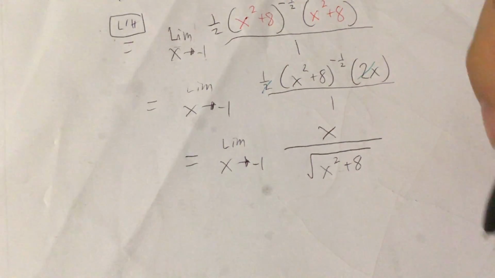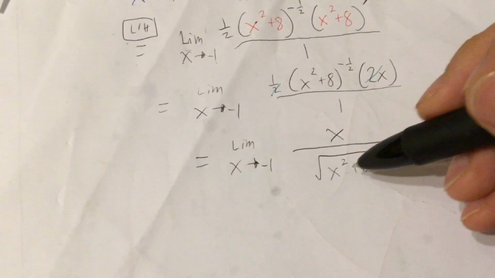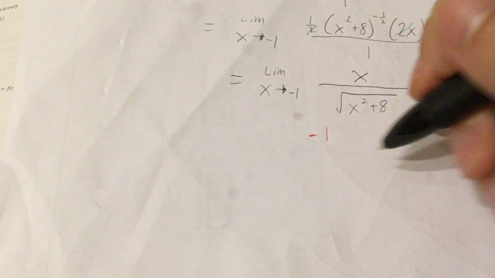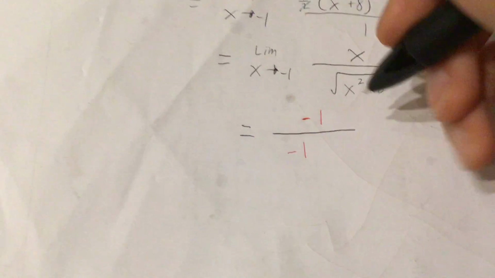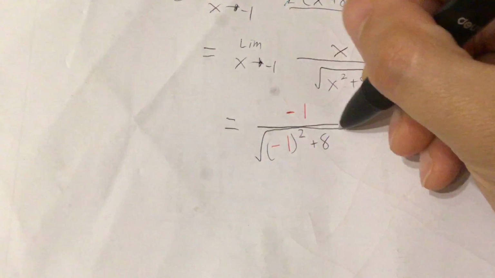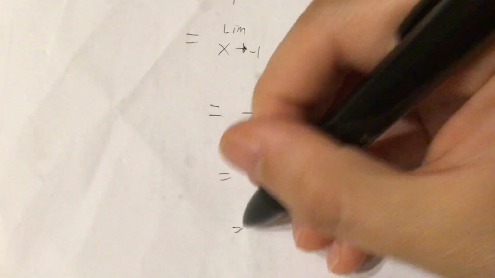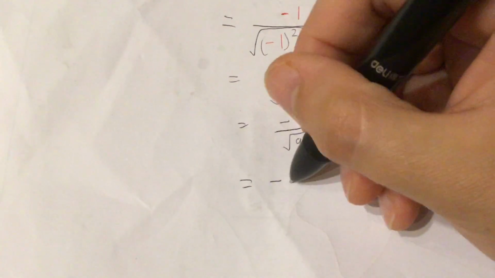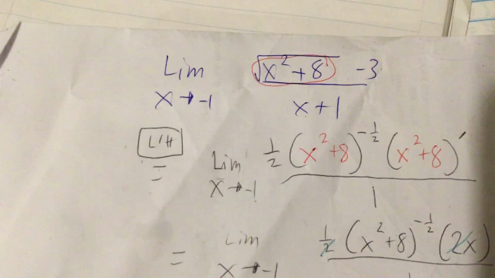Now, is there a problem with me plugging in x equals -1? No, because that's going to be -1 on top. And that one, I can see where this is going. So let's plug in -1, and let's plug in -1 on the bottom as well. So that's going to get me -1 on top over the square root of (-1) squared plus 8. So that's going to be -1 over the square root of 1 plus 8, which is 9. So that's -1 over the square root of 9, or -1/3. But that point does not actually exist because of that indeterminate form.